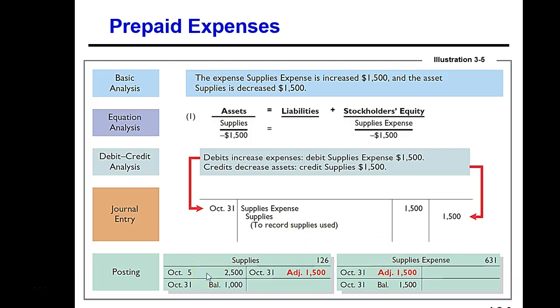Supplies initially showed $2,500. Here you see the decrease of $1,500. Our new supplies balance after adjustment is now going to be $1,000.